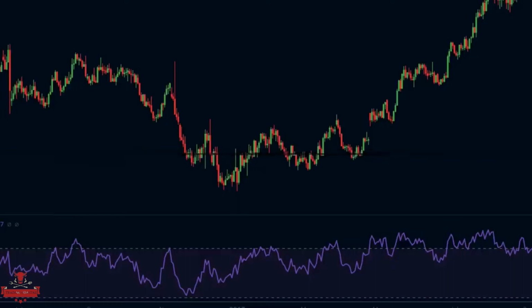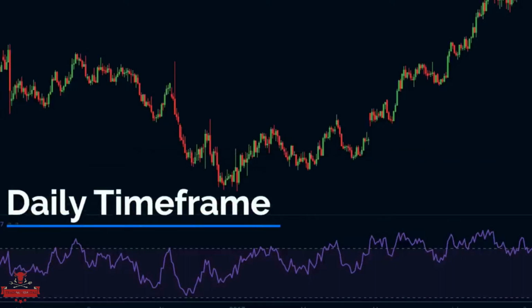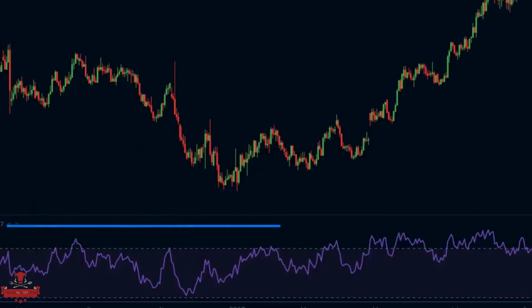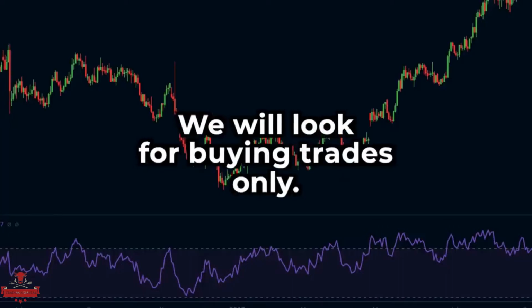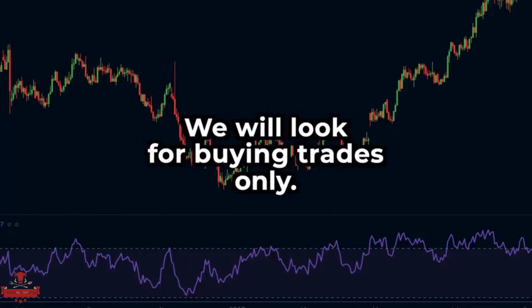Now, let us dive deep into the specifics of the strategy. This strategy is a swing trading strategy and we will use the daily timeframe to enter and exit. Another characteristic of the strategy is that it is a long-only strategy. This means that we will look at buying trades only.